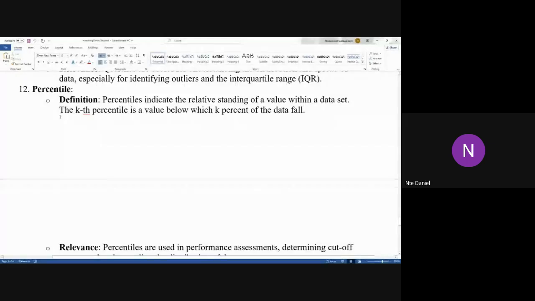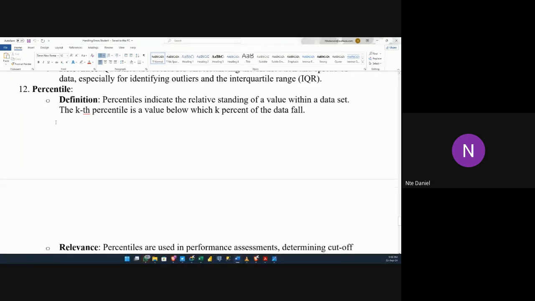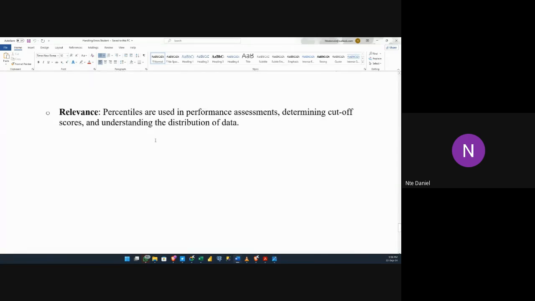Now, for the percentile, percentiles indicate the relative standing of a value within a data set. The K-th percentile is the value below which K percent of the data falls. What do we use the percentile for? Percentiles are used in performance assessments, determining cutoffs and understanding the distribution of data.